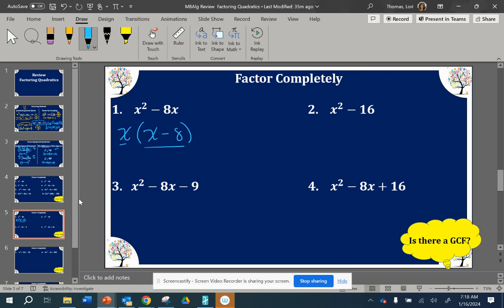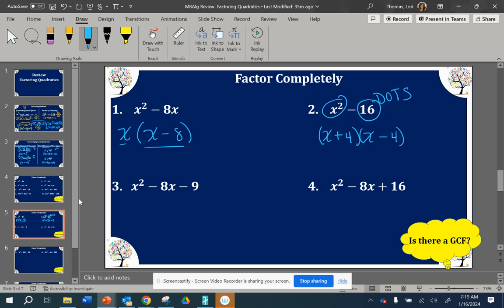Number 2 is the difference of two squares. So I'm going to set up my conjugate pairs. One is plus, one is minus. I take the square root of the x squared and I factor it. And then the square root of 16 is 4, and we are finished.